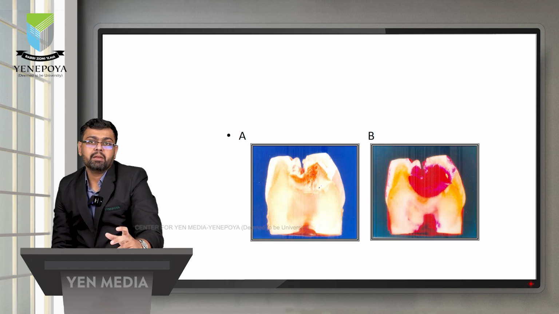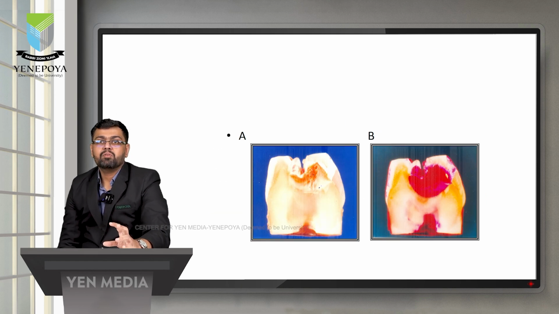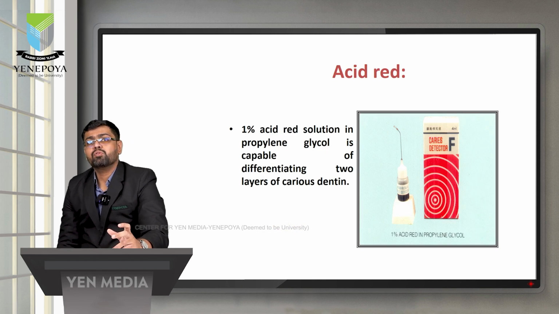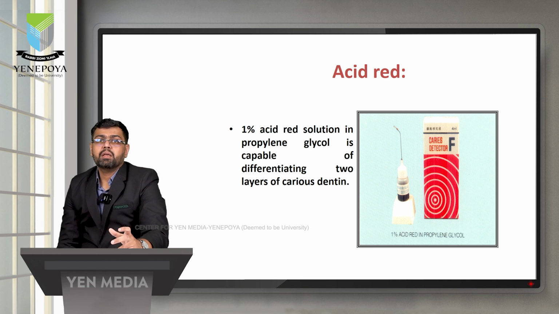This is how it will appear once the dye is applied. So we can now easily differentiate the infected dentine, which can be scooped out with the help of a sharp spoon excavator. Now coming to the next dye, acid red dye is also used. 1% acid red solution in propylene glycol is capable of differentiating these two layers of the caries dentine.